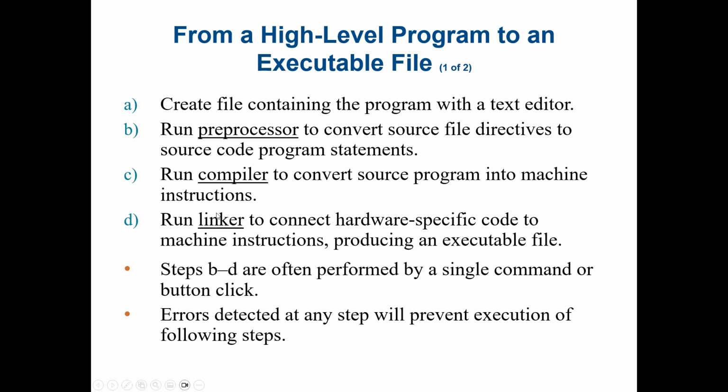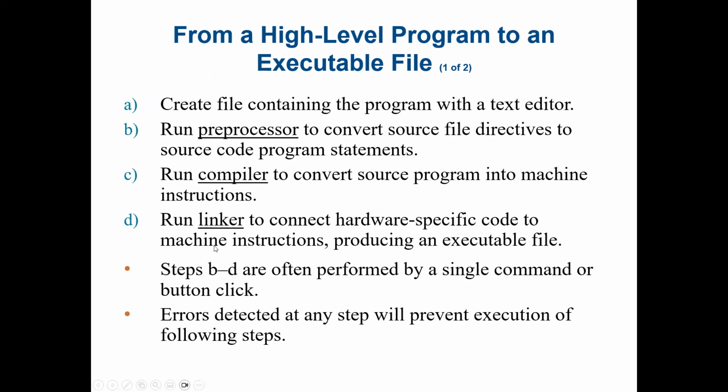So these are the steps. First, we create a file containing the program with a text editor. An example of a text editor can be Notepad if we are using Windows. Then we run the preprocessor to convert the source file directives to source code program statements. Then we run the compiler to convert the source program into machine instructions. Then we run the linker to connect the hardware-specific code to the machine instructions, producing an executable file.